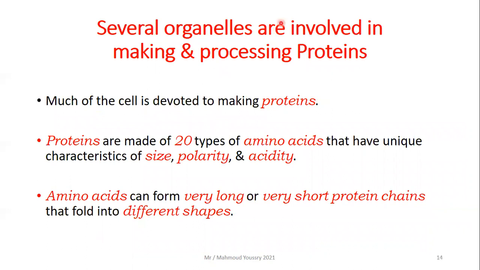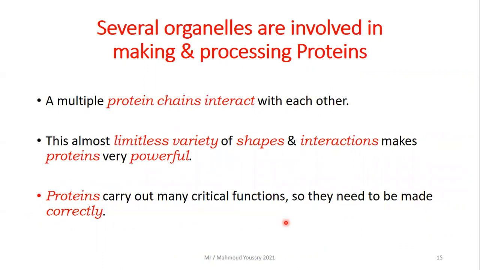Several organelles are involved in making and processing proteins. Much of the cell is devoted to making proteins because this is very important for the cell. Proteins, as we studied before, are made of 20 types of amino acids that have unique characteristics of size, polarity, and acidity. The amino acids can form very long or very short protein chains that fold into different shapes.